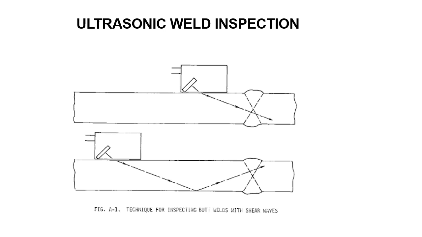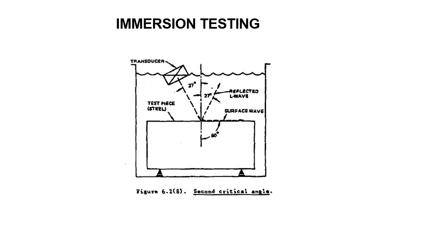The technique for inspecting butt welds with shear waves. You're just sending a sound wave in there, and if there's no defect, the sound wave just continues on. But if there is a defect, it's going to kick it back, and it's going to show up on your ultrasonic test device on your screen as a flaw or an indication.